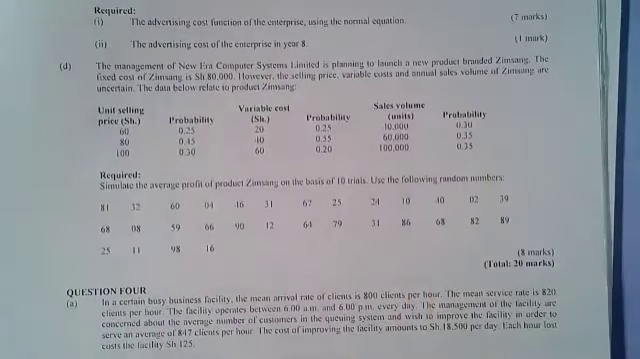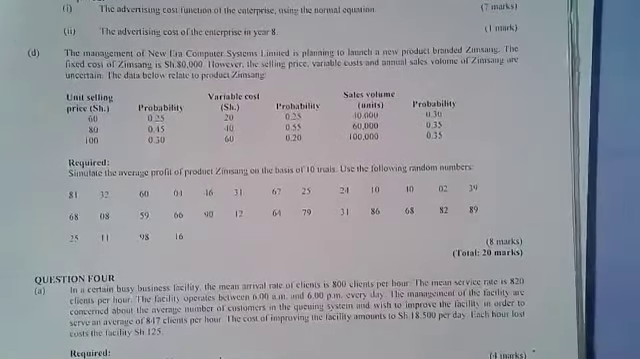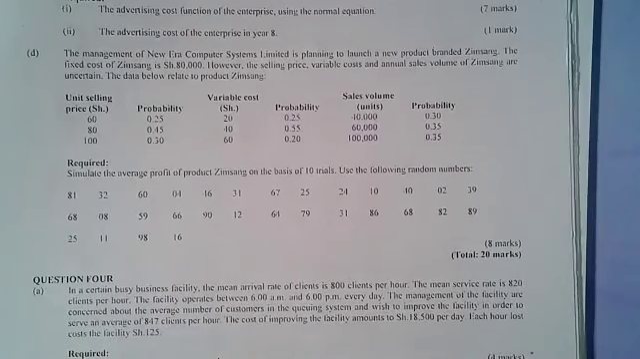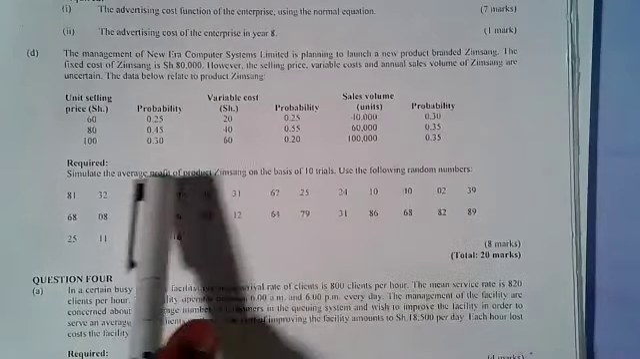If you have three variables, that means you'll have to prepare three Monte Carlos or three probability distributions. Every variable, one Monte Carlo. Another variable, develop another Monte Carlo. Required, simulate the average profit of product Zimsang on the basis of 10 trials. That means you try 10 times using the following random numbers. And you are given that.